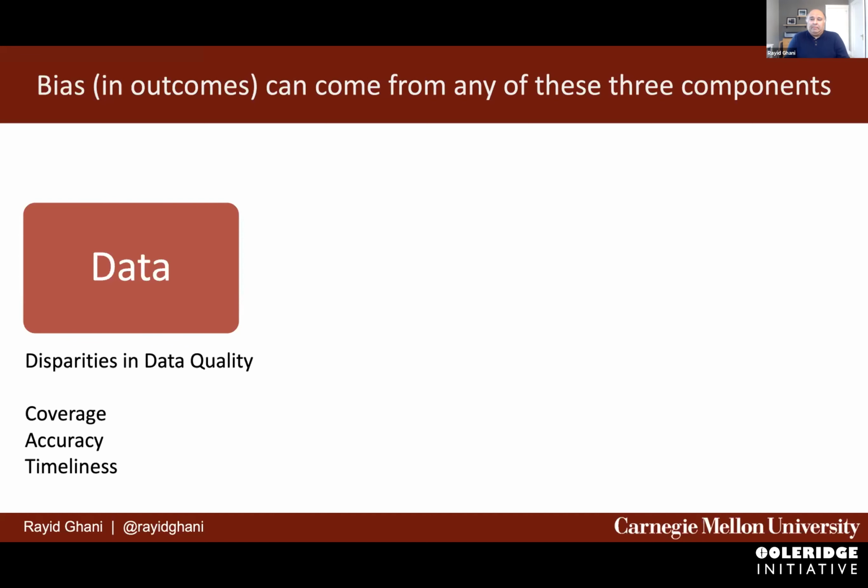Recently we've been doing a lot of work around unemployment. A lot of government agencies use unemployment insurance data as representative of the unemployed population. Of course, we know that's not true. You have coverage issues there, or even accuracy issues in certain cases, or lags in processing unemployment claims, and that leads to the source data having issues.